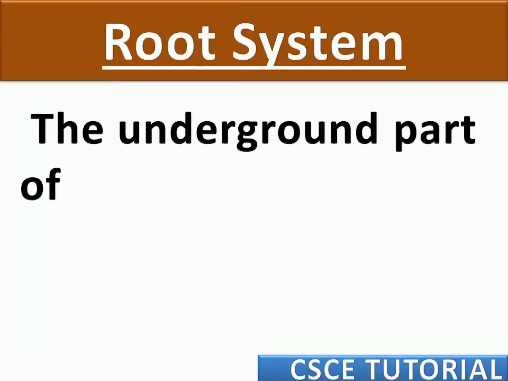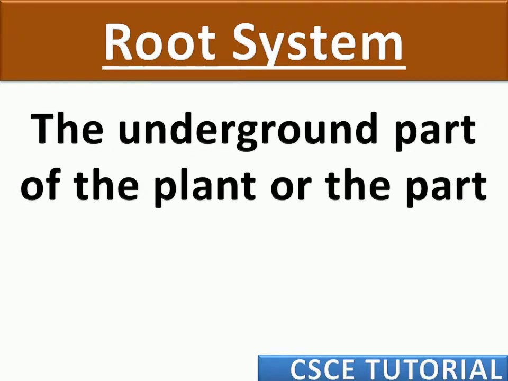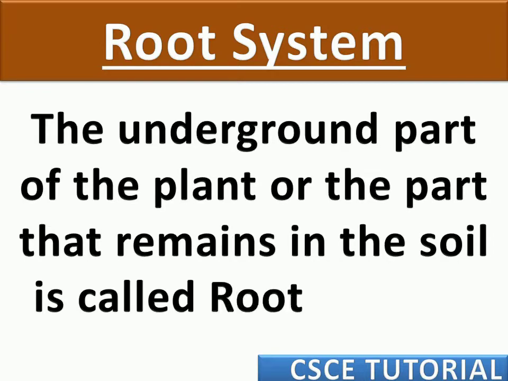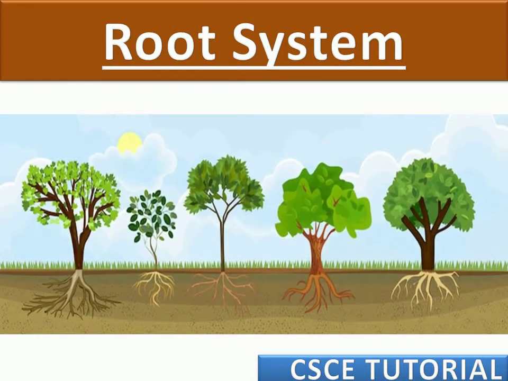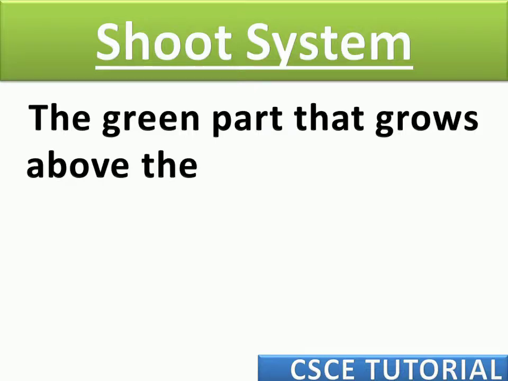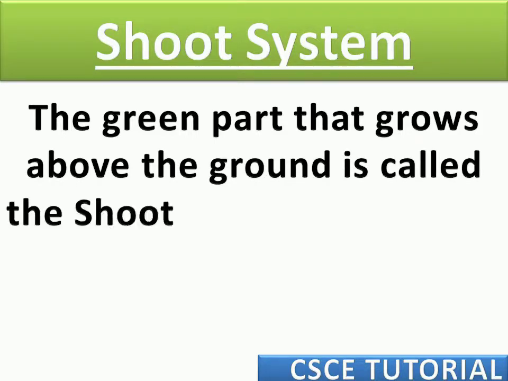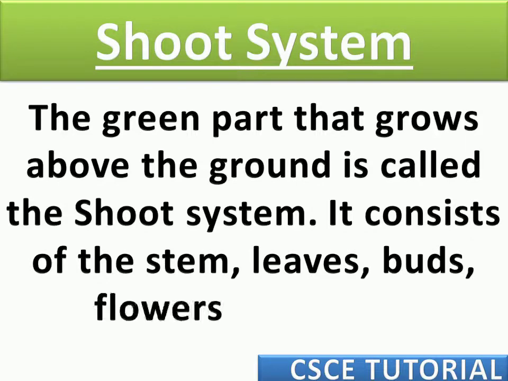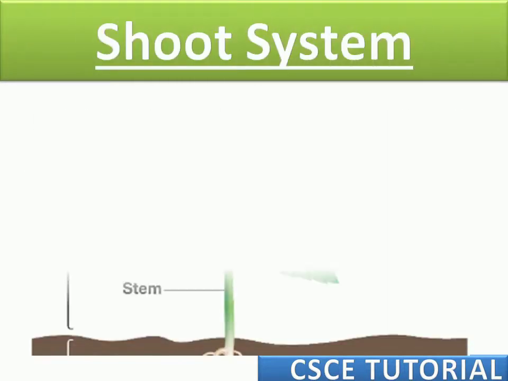Root system. The underground part of the plant, or the part that remains in the soil, is called the root system. The root system grows underground in the soil. Shoot system. The green part that grows above the ground is called the shoot system. It consists of the stem, leaves, buds, flowers, and fruits.